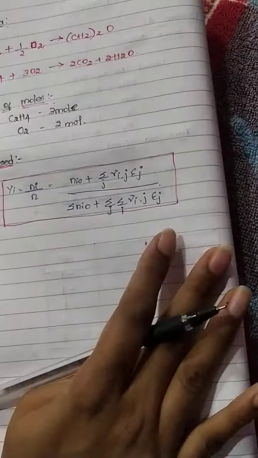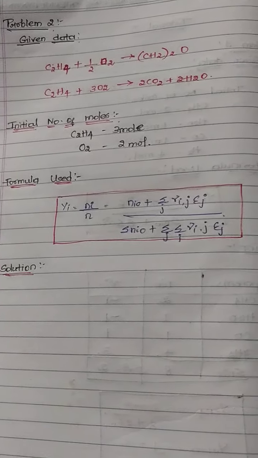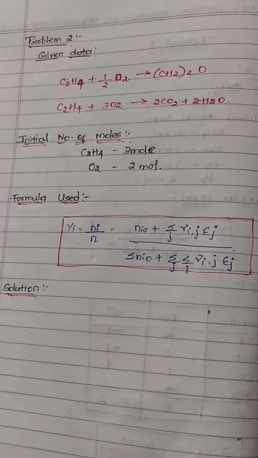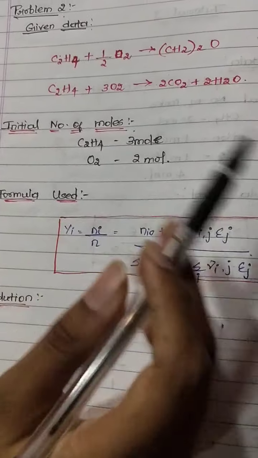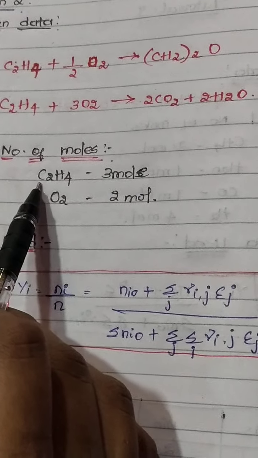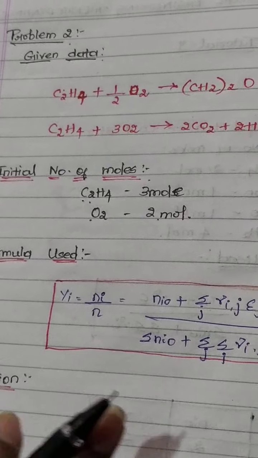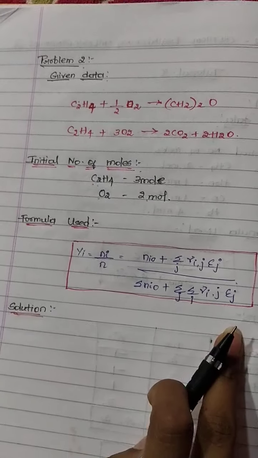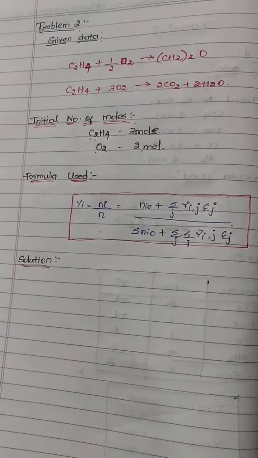Now we'll move to the next problem which I gave in the tutorial. The first was a single equation question; this problem 2 is about simultaneous equations, consisting of two equations. You can see the two equations given in the question itself. The initial number of moles is also given: C2H4 is 3 moles and O2 is 2 moles. The question is the same: we need to find the mole fraction in terms of reaction coordinate. This is the equation I discussed in the lecture video for simultaneous reactions.